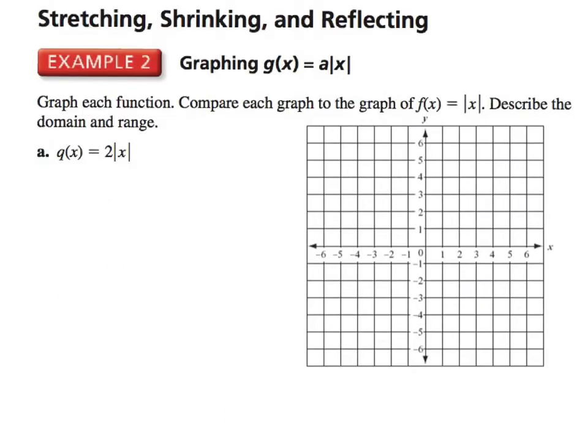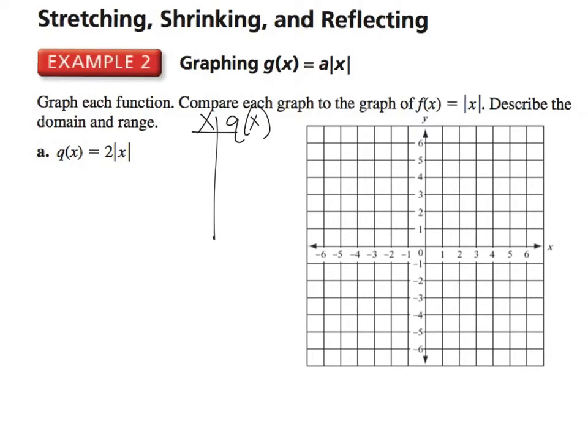In example 2, we're going to stretch, shrink, and reflect. Stretching and shrinking come from the value of a. Reflecting is if you make it a negative. So we're going to graph and compare and write the domain and range. You'll notice that this has not been translated right or left, so the vertex is still going to be at 0, 0.